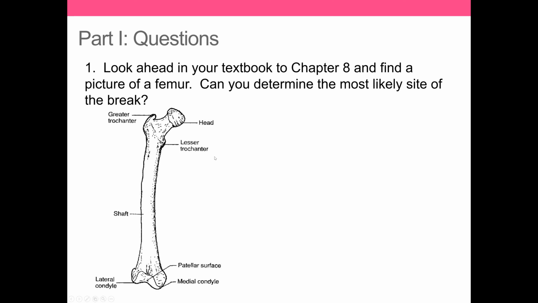So the head of the femur, there are two projections near the head called trochanters. There's a greater trochanter and a lesser trochanter. Then you're going to have a shaft. Then down at the other end where your knee joint is, you have a lateral condyle and a medial condyle.